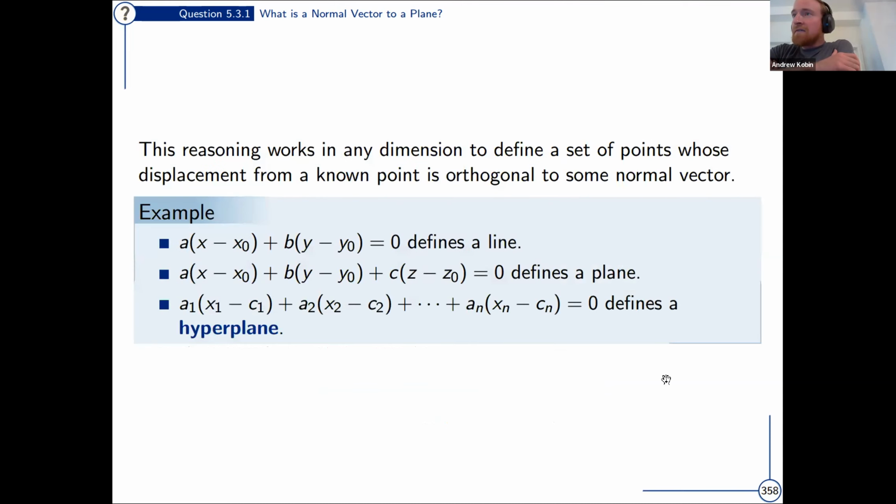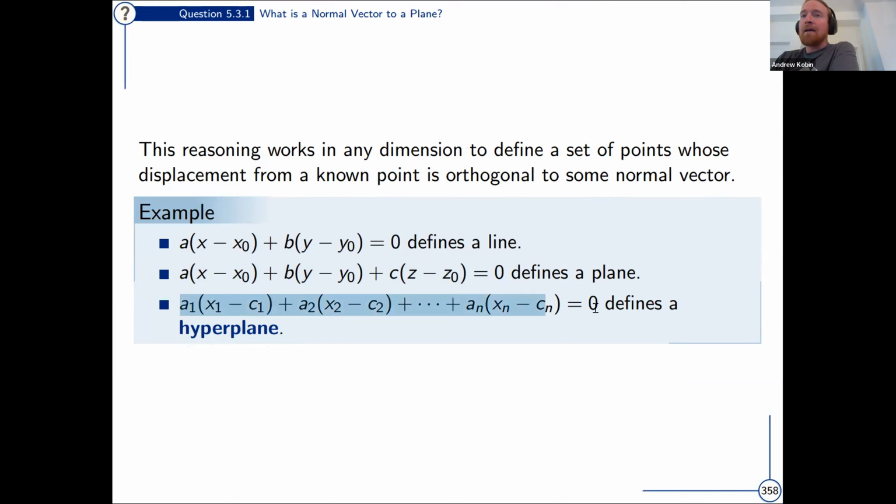By the way, this extends to higher dimensions. We already saw that a normal equation in 2 dimensions describes a line. And the normal vector in that case is a comma b. That's always orthogonal to the entire line. In 3 dimensions, a normal equation defines a plane.